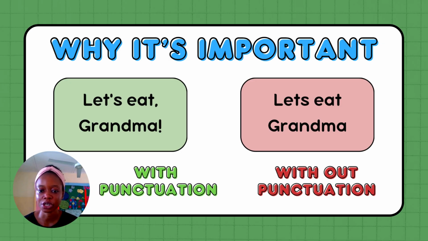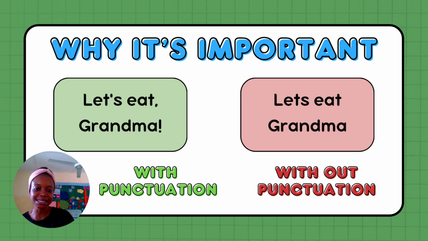You can see the punctuation marks. You have your apostrophe, your comma, and your exclamation mark. The comma kind of separates it: "Let's eat, grandma!" Then we have the other one that doesn't have a single punctuation mark. It says "Let's eat grandma." Can you see the difference between the two?